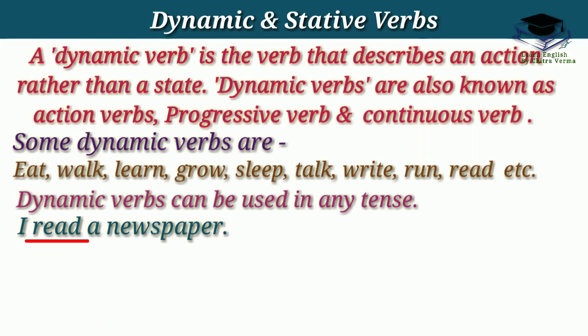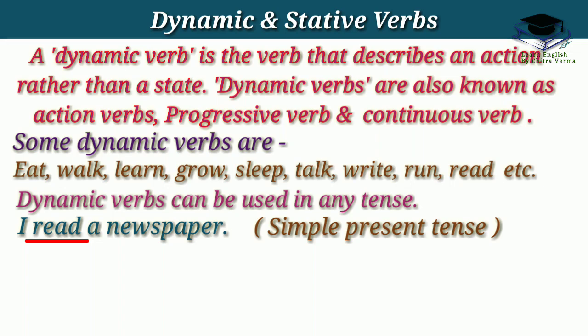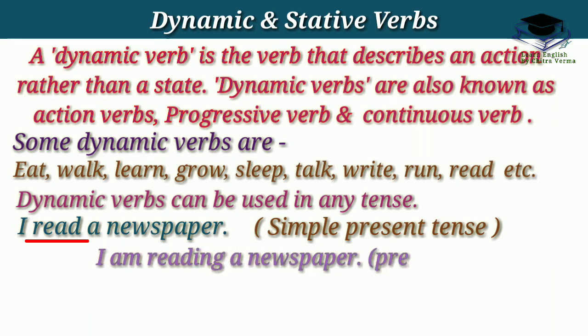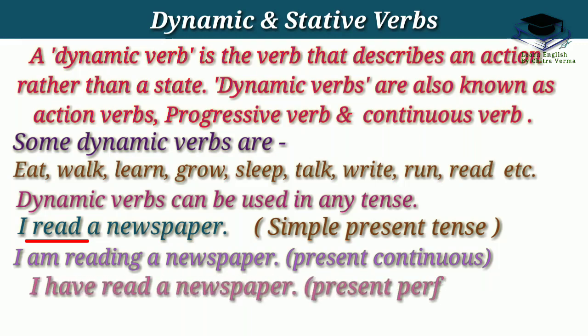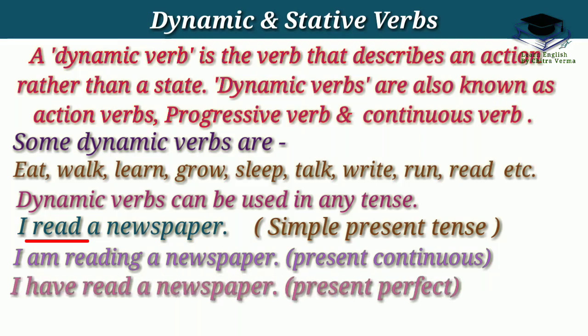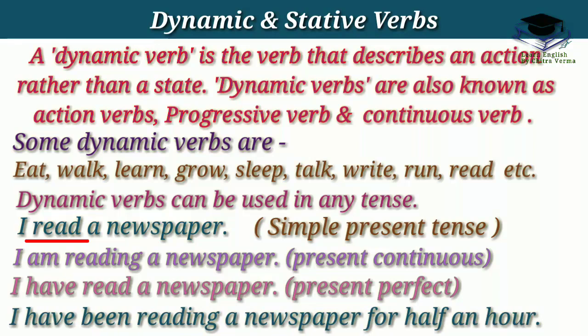This sentence is in simple present tense. We can use it in continuous tense. Means we can say I am reading a newspaper. We can use it in perfect tense. Means we can say I have read a newspaper. We can use this verb in perfect continuous tense. Means we can say I have been reading a newspaper for half an hour.